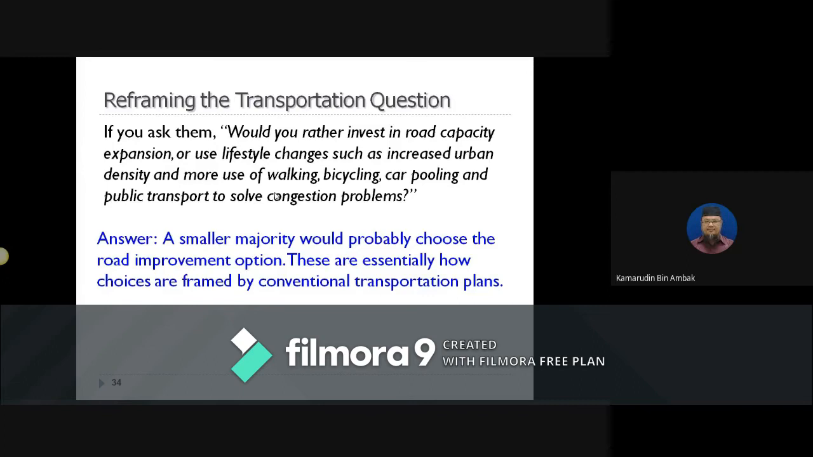So they're still looking at the infra or the facilities, but not simply proposing or trying to change to the other options of mode of transport. This is essentially how choices are framed by conventional transportation planning. So you see the reality of the scenario, what we face from our society or public.